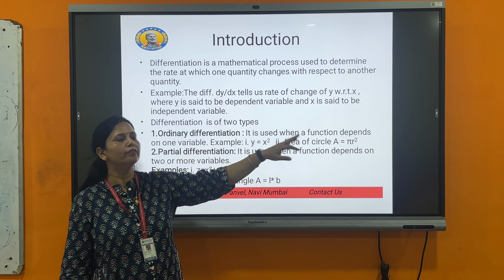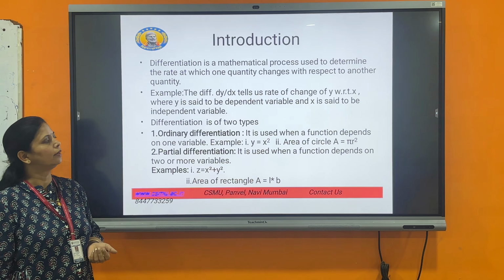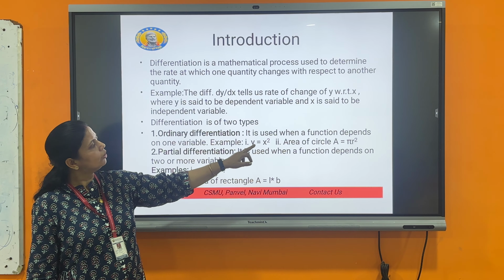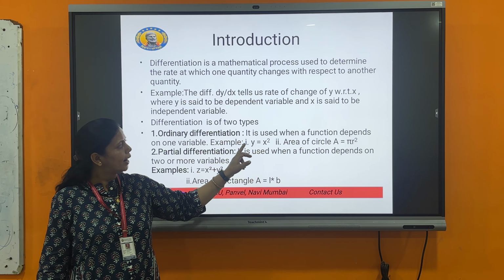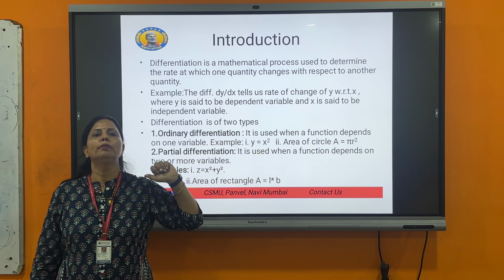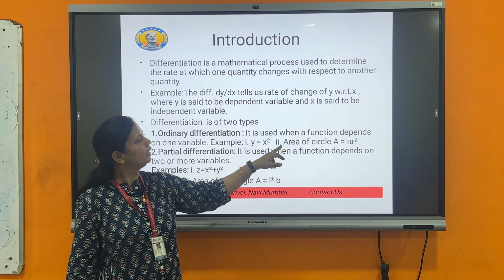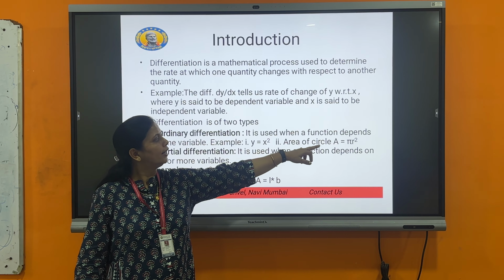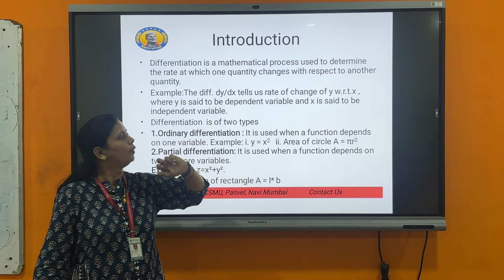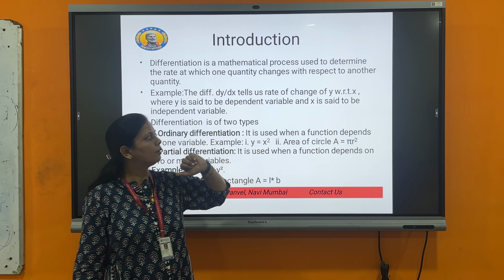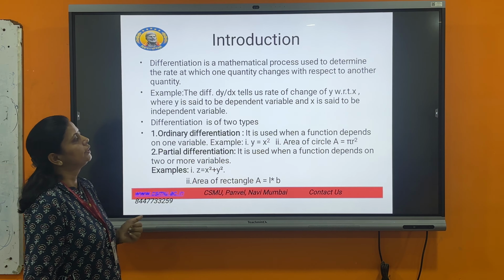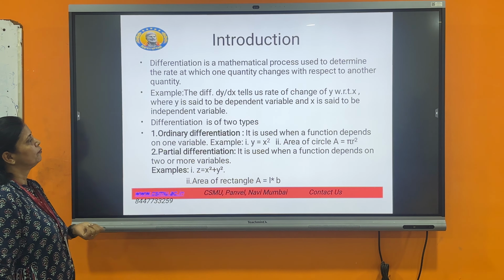It is used when a function depends on one variable. For example, y equal to x square: here y depends on x, y is the dependent variable and x is the independent variable. Second, the area of a circle is defined as pi r square, where area is the dependent variable and r is the radius, which is the independent variable.